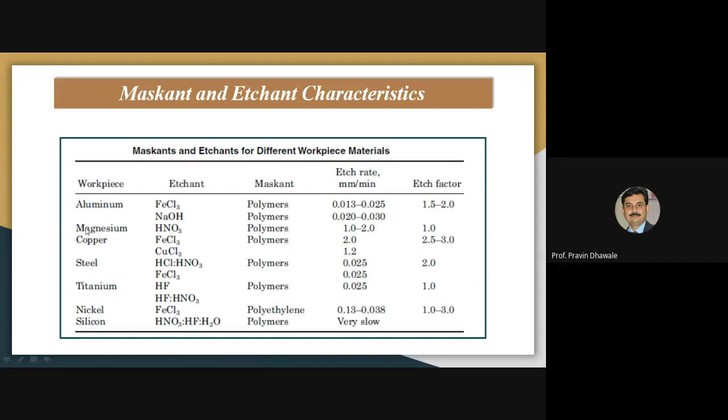Likewise, there are other workpiece materials. For each workpiece material, there will be a separate type of etchant and maskant also, and it will give a different etch rate and etch factor. Read it or make a point, and note down the workpiece, etchant and maskant material values in a table. Note down.